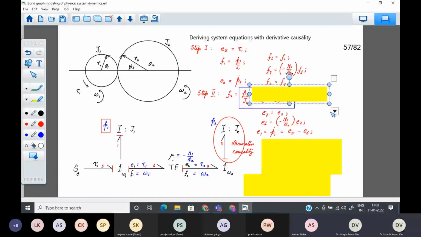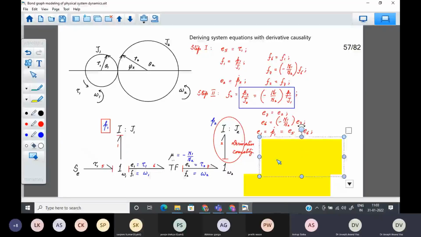Then what is E6? E6 is actually this effort, and we know from the transformer relation that this effort is mu times this effort. This flow is mu times this flow. This effort is mu times this effort. So effort 6 is equal to minus N1 by N2, which is this mu, into effort 7. Effort 7 is here. So effort 6 is equal to mu times effort 7. And effort 7 is the same as this effort. It's coming from here, effort 2. And effort 2 has been worked out earlier as P2 dot.